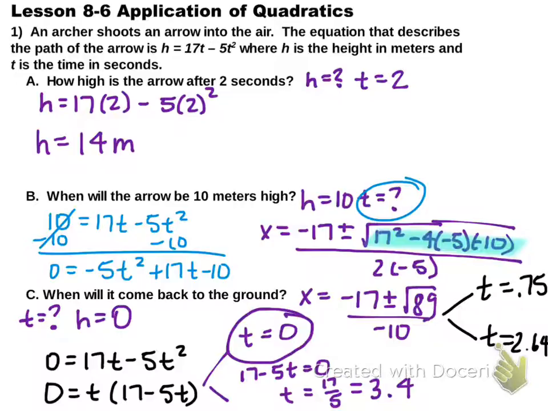And it finally says come back to the ground. I don't even know that I would use 0 because it started out on the ground, which is kind of odd because an arrow doesn't get shot from the ground. But that's what we're assuming. And then we have 3.4 seconds. So we're assuming that the arrow is actually shot from the exact ground, and after 3.4 seconds, it hits the ground.